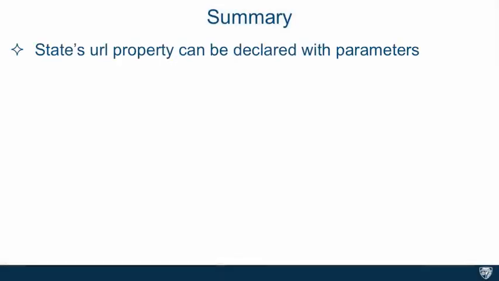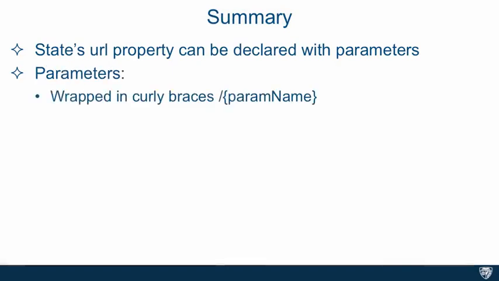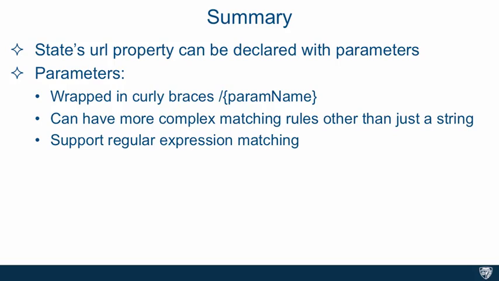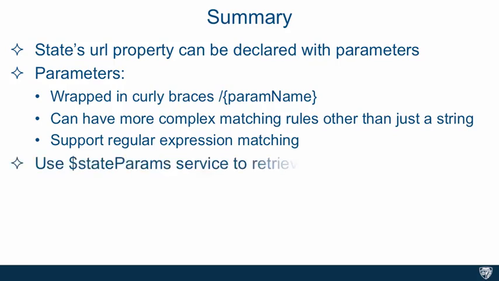Okay, so let's summarize. The state's URL property can be declared with parameters. Parameters are wrapped in curly braces after a slash. Parameters can also have more complex matching rules other than just a string, and in fact, UI Router supports even regular expression matching. Once the browser goes to the URL that is matched by a URL with parameters, in order to retrieve those parameters, you use the $stateParams service.